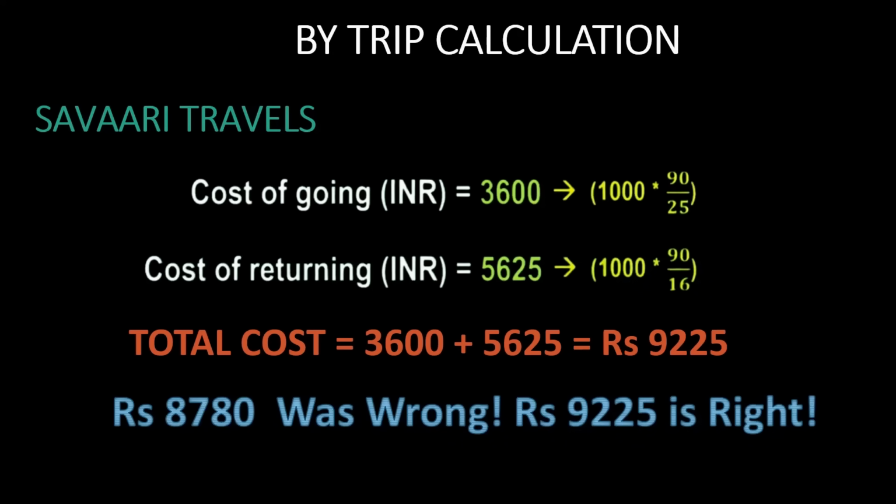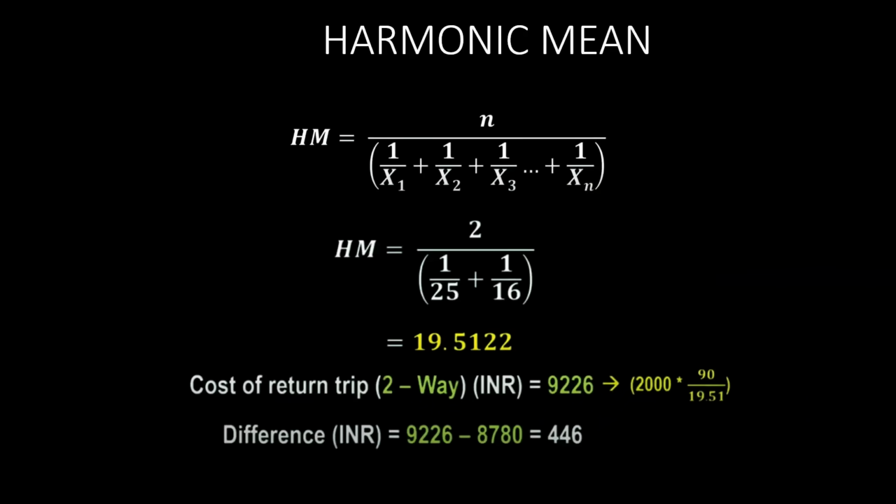What mistake did we make earlier? We simply added the efficiency, and instead we have to select harmonic mean. And this is the formula of harmonic mean. So if you calculate the efficiency, it is 1 by 25 plus 1 by 16, and you take average and then again you reciprocate. So it becomes 2 by the value. So your fuel efficiency in this case is 19.5. And now you apply 19.5 in the formula, you get 9,226.